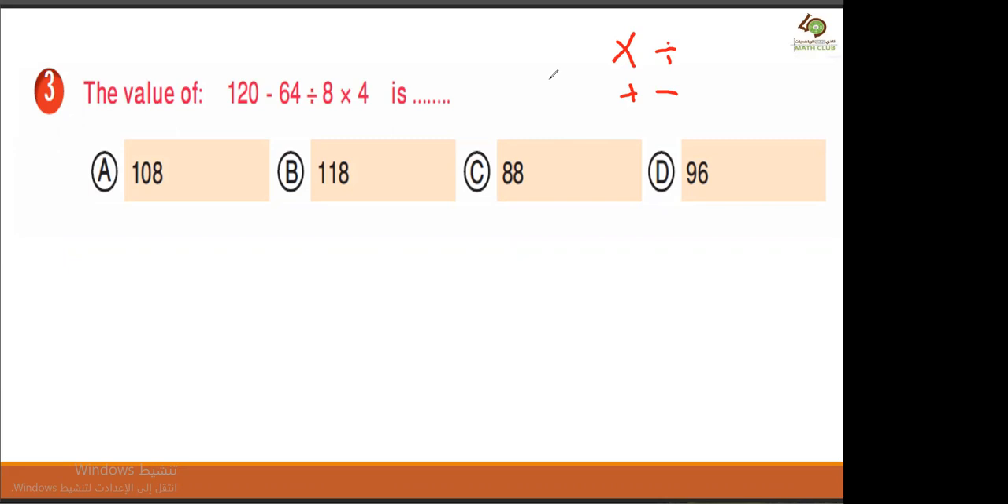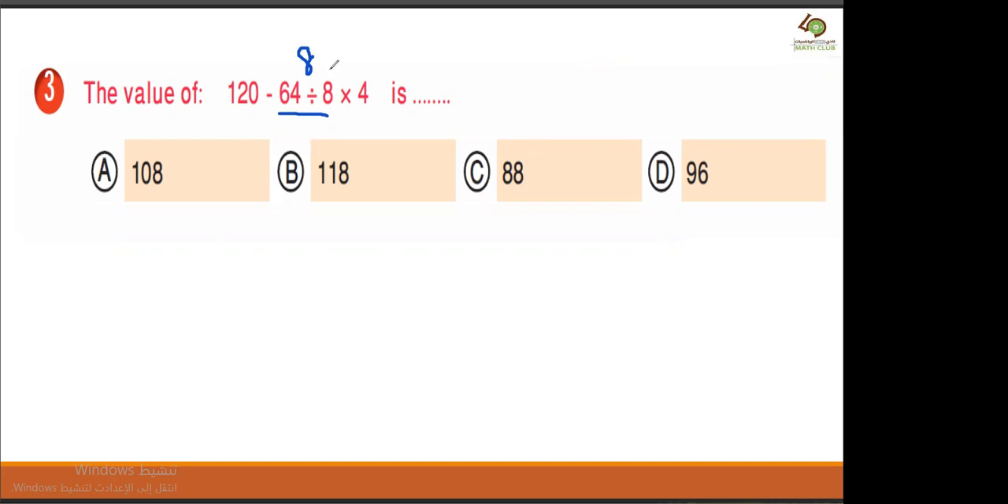Also, the first is brackets, then power or exponent, then multiplication and division. I think you know this. Now, how do I solve this problem? I start with division, because it is from left to right. 64 divided by 8 is 8. Okay, I will check the answer.